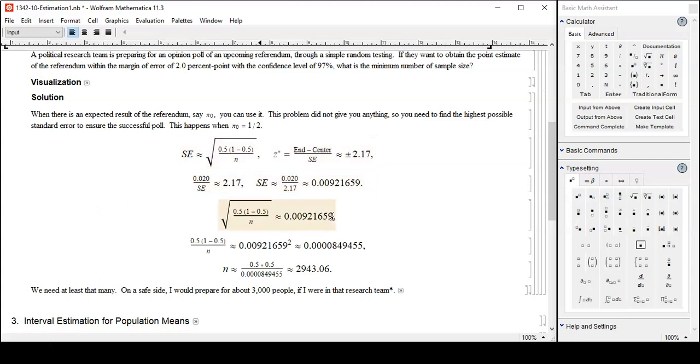So we get the square root equals that. And square both sides, I calculated that square. And then exchange this and that and calculate it. In the end, I ended up with 2,943. So on the safe side, about 3,000 people. The same as before.